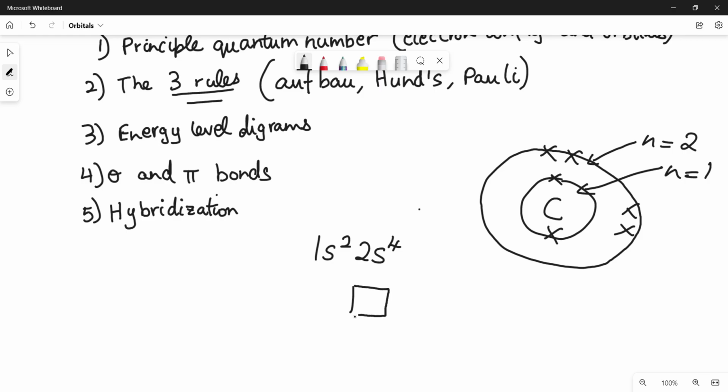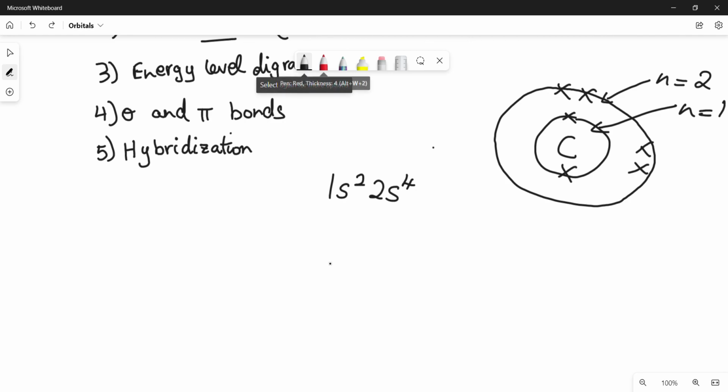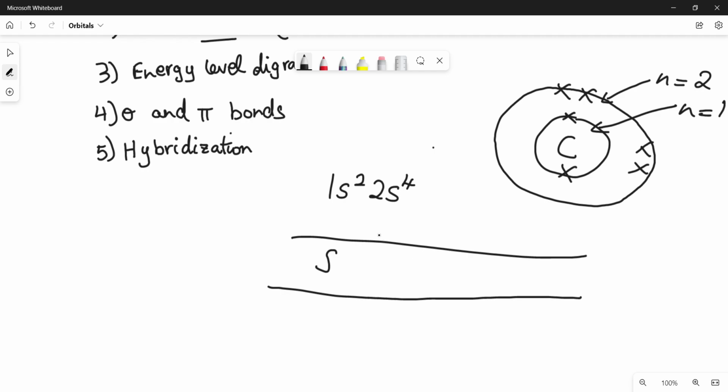So for S, let's draw a table down here. For S, we have the number of orbitals, and we have number of electrons. So the number of orbitals in S is just 1. You just need to know this. And for each orbital, it can hold 2 electrons. So the number of electrons that S can hold is 2.